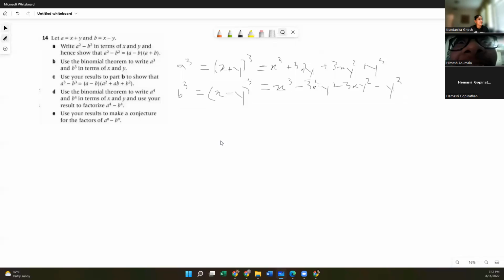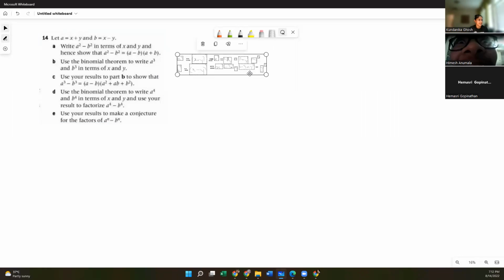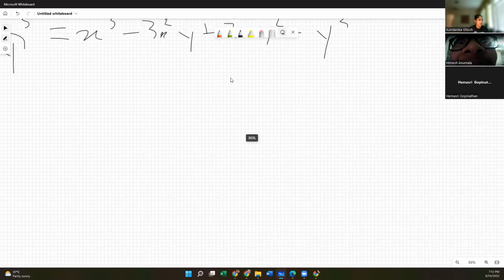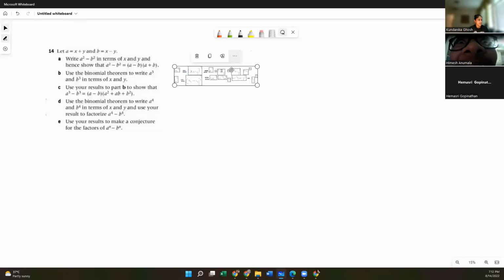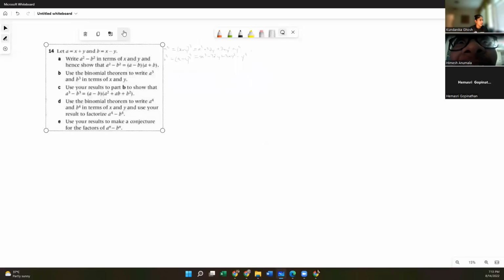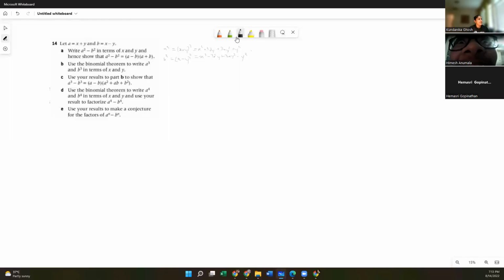Do you guys want me to delete this or should I just move it up? Because we're going to use it in part C. I don't care. Okay, I'll just decrease the size and then keep it there for reference. Wow, that is not what I wanted. But we're just going to move it up a bit and keep it there for reference. And then can we crop this? No, we cannot. Okay.